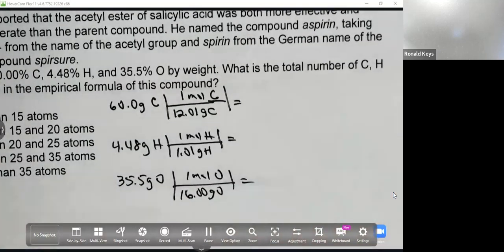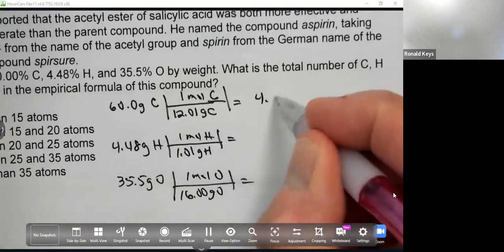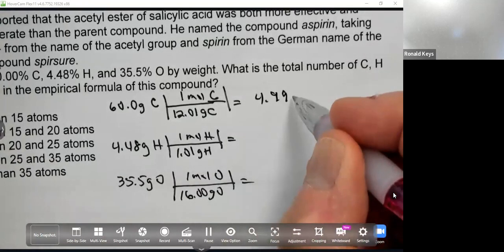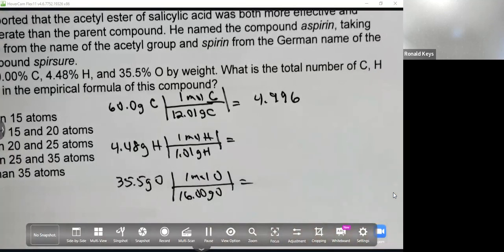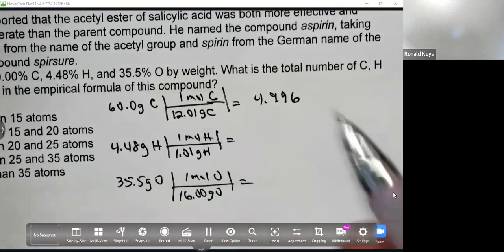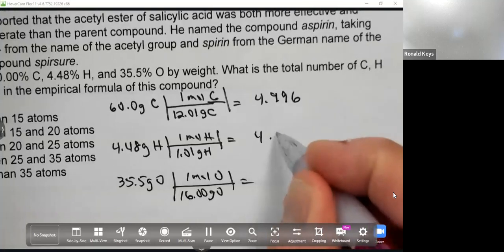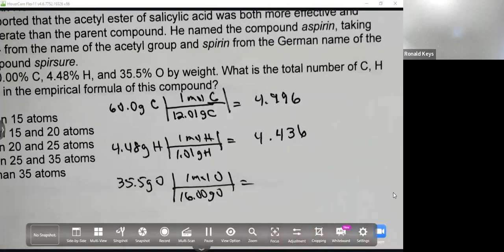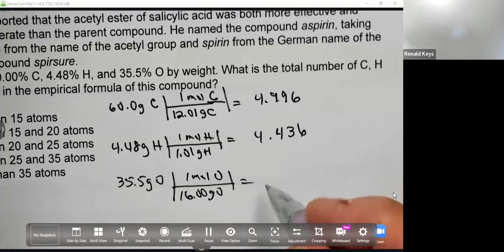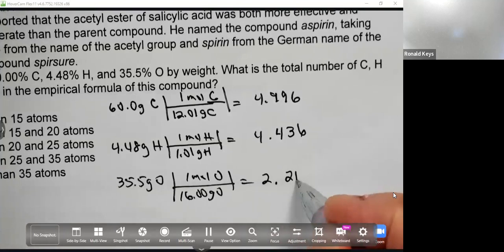So we'll get our moles. I'm going to crank this one through a little bit. That's going to be a little bit less than 5. It doesn't hurt to keep some extra numbers here. So 4.996, 4.436, 2.219.